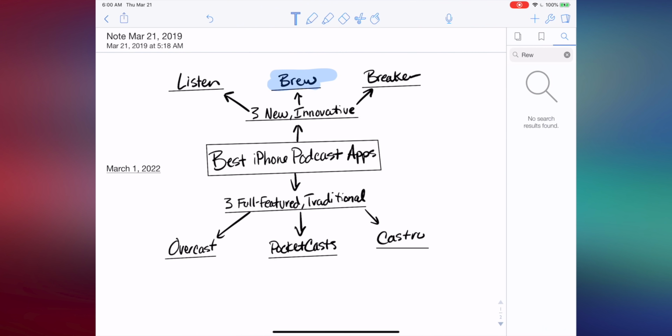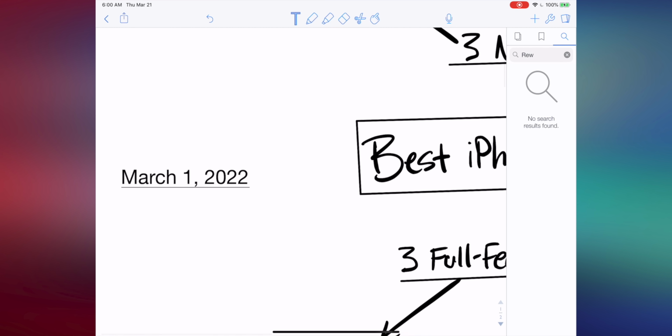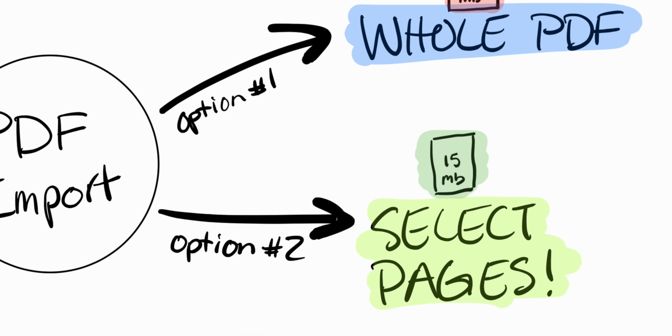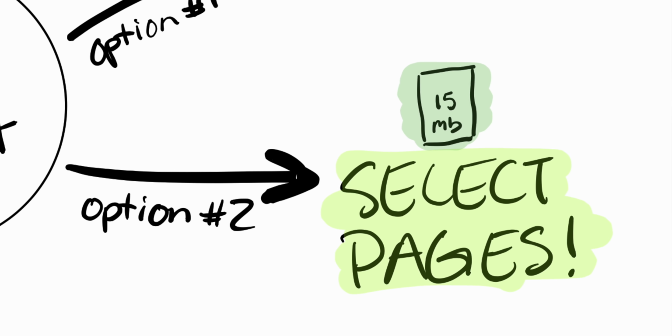Like if you type out a date, or write it out and then convert it to type, and then tap on it, you're gonna get some cool calendar options, like the ability to create an event or show it in your calendar. And when you're importing a PDF, you don't have to import the whole thing. You can just select a few pages and then save some space.